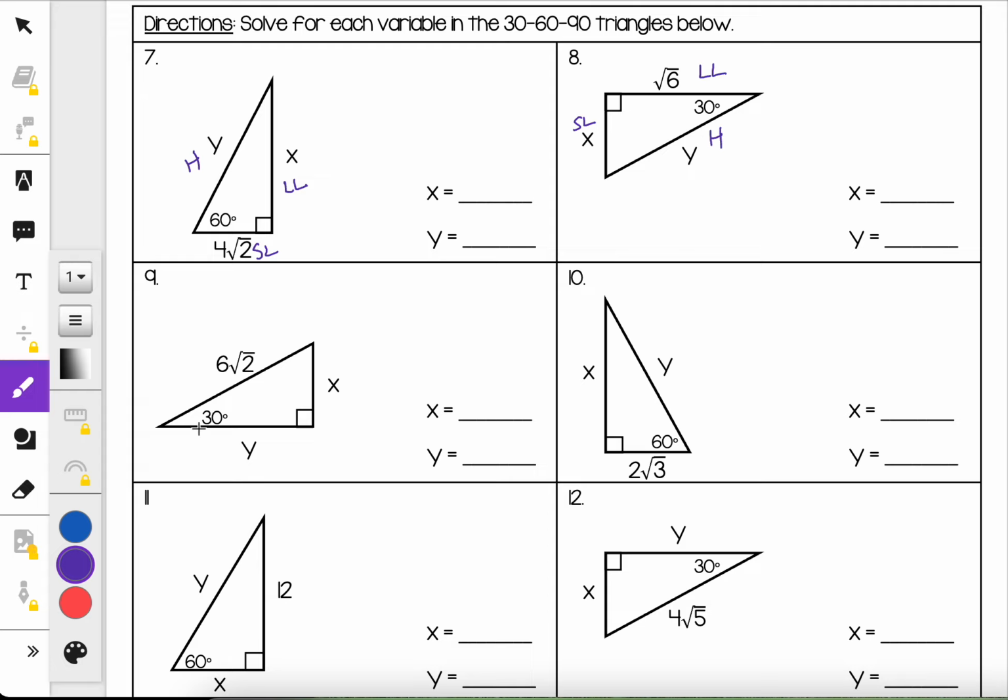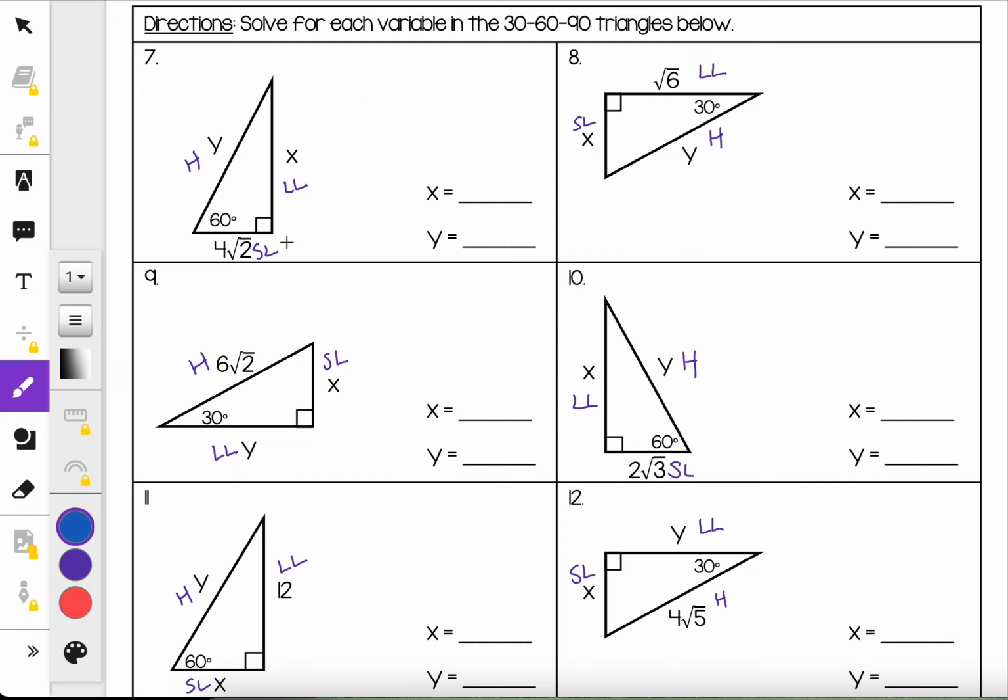So again, your short leg is across from the 30 degrees. Your other leg is going to be the long leg, that's across from 60, and your hypotenuse is across from your 90-degree angle. Okay, this is always helpful in the beginning when you're first practicing with these 30, 60, 90 triangles. And you always want to do this just because sometimes your diagrams are not going to be drawn to scale. So you want to kind of get in the habit of labeling.